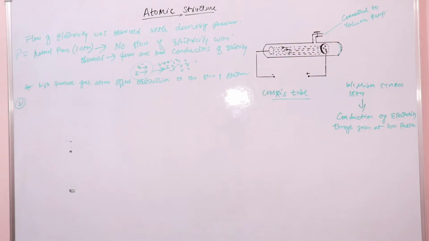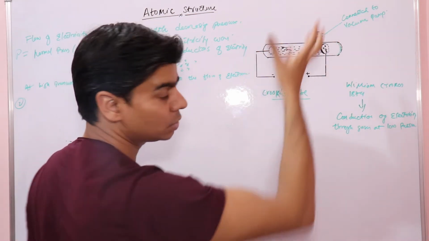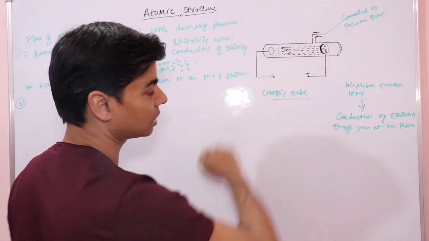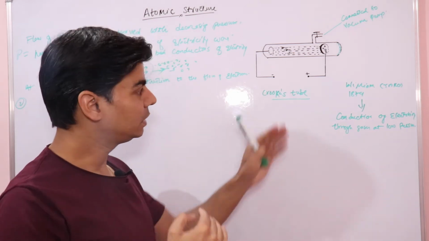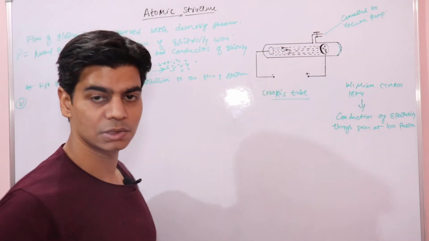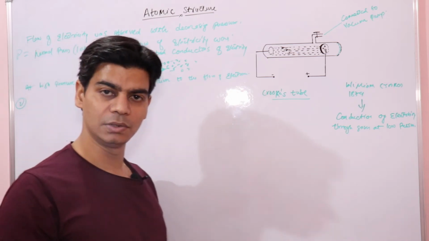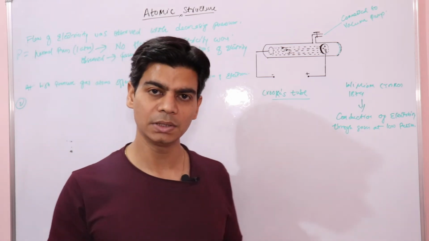What he did, he lowered the pressure of the gas inside the tube with the help of a vacuum pump to 10 to the power of minus 2 atmospheres. With the help of this vacuum pump, he pumped out gas from inside the discharge tube. Thus, when the gas is pumped out of the discharge tube, the pressure of the gas inside the discharge tube is reduced.